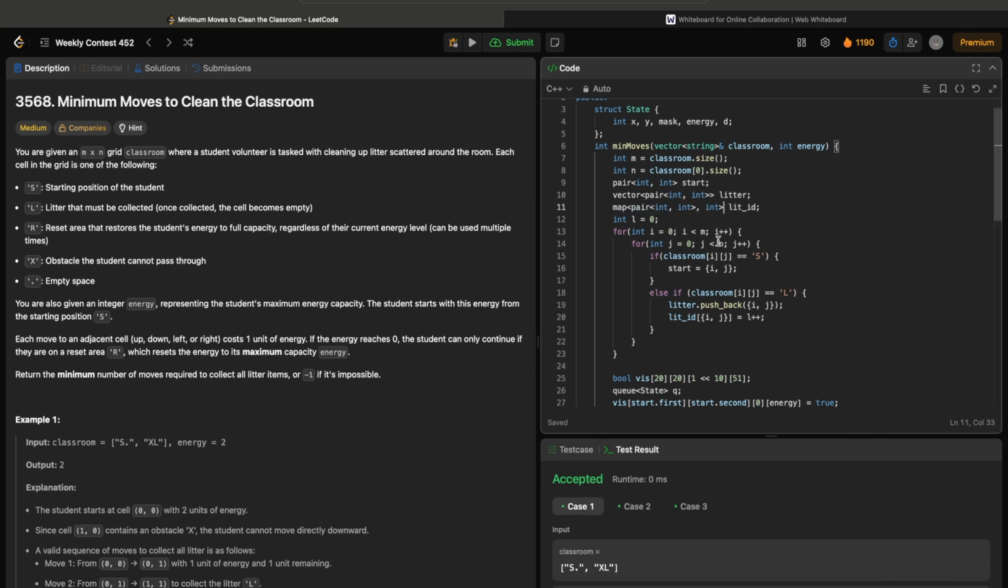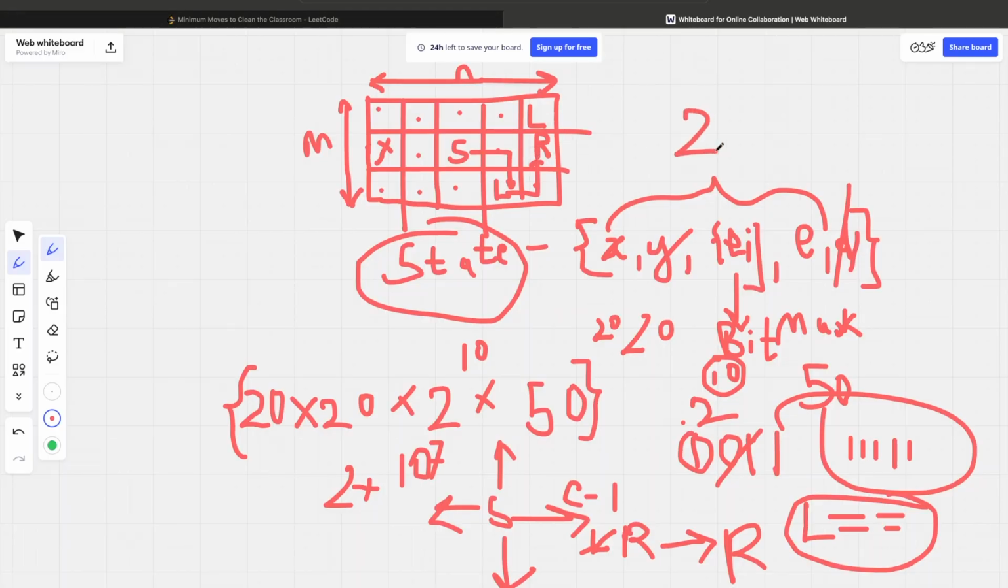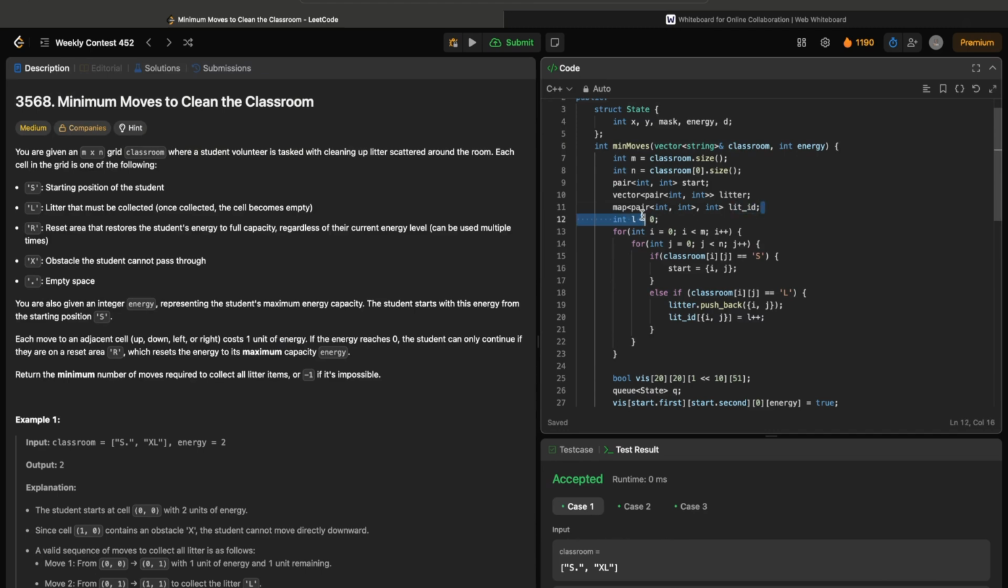Basically, I want this because I am creating a bit mask of 2 to the power number of litters present in the grid. As I mentioned, here 2 litters are present, so 2 to the power 2 will be my bit mask size, and I will be setting those values. So for that I must have this index. If it's S, I will simply add it to my start. This is my starting point. If it is L, it means litter is present, so I will put that into my litter vector. And as I mentioned, I will be using this for my bit mask.